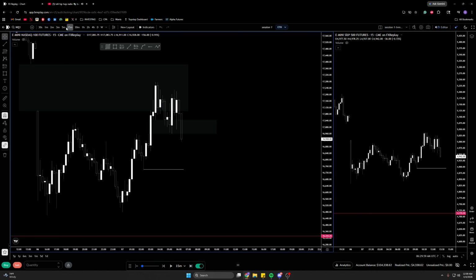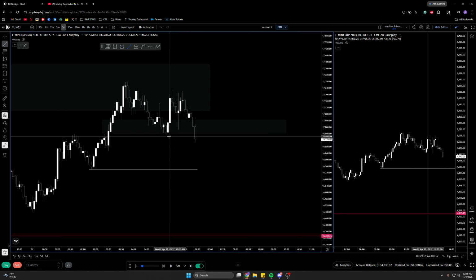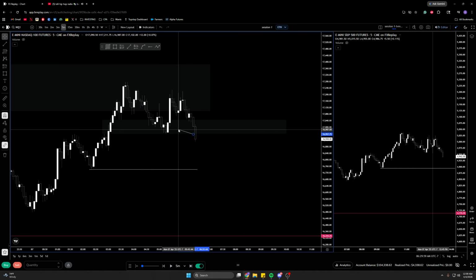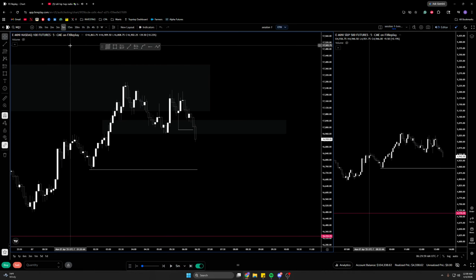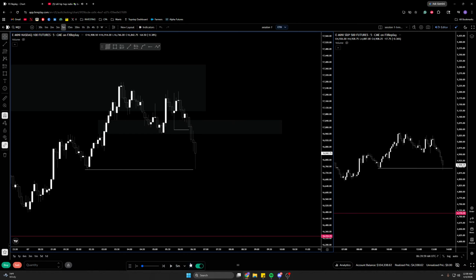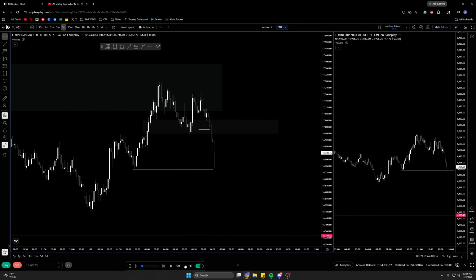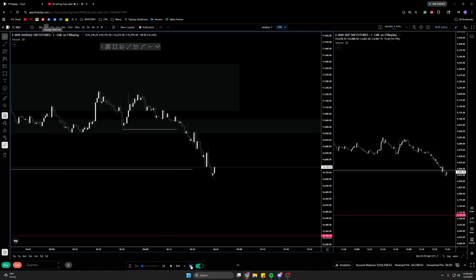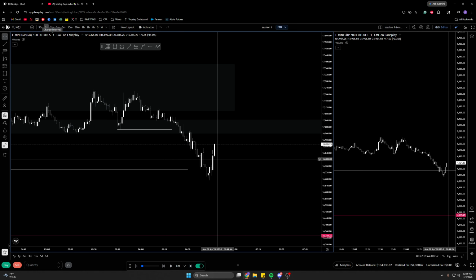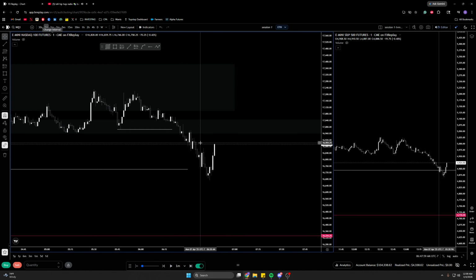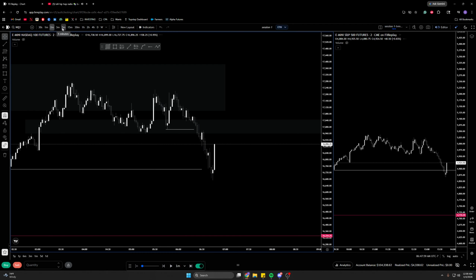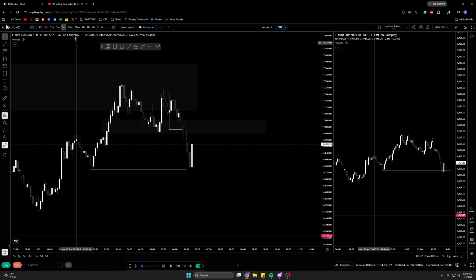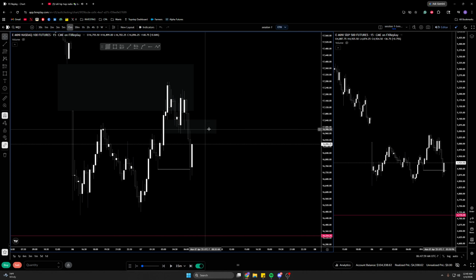Let's see how this displacement looks through this low. Let's see how this looks here. Okay, well, that's sweet. Price is just going to do that. Looks like ES took this out and Q did not. We have an SMT as of now. Is the SMT going to do anything? Looks like it's not. Oh, maybe. Okay, cool.